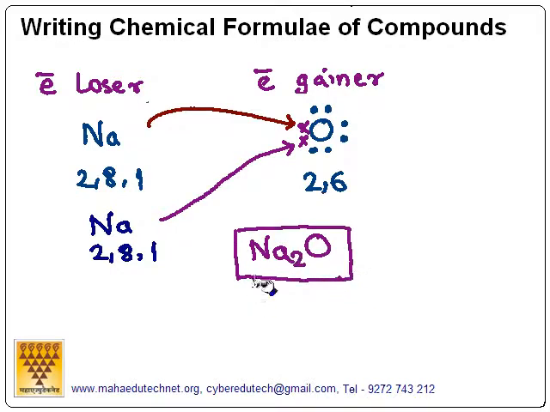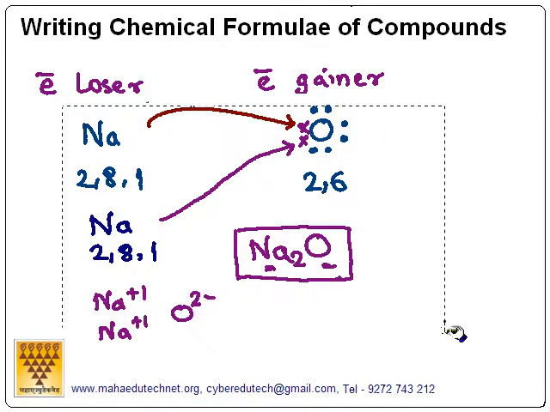Now both these sodium atoms will carry a unit positive charge because they have lost 1 electron each, whereas the oxygen will carry a 2 minus charge as it has gained 2 extra electrons. So the molecular formula of sodium oxide will be Na2O.